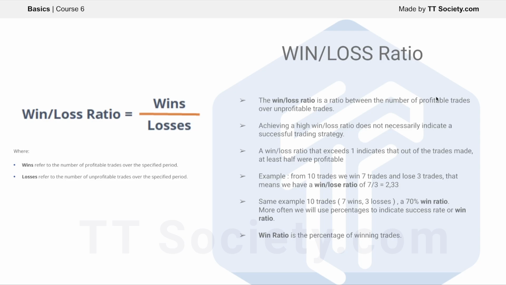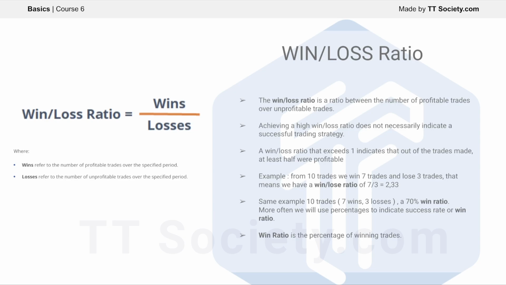Win-loss ratio. The win-loss ratio is a ratio between the number of profitable trades over unprofitable trades. Achieving a high win-loss ratio doesn't necessarily indicate that you're a successful trader. A win-loss ratio that exceeds 1 indicates that out of the trades you made, at least half were profitable. So an example, you do 10 trades and you win 7 trades and lose 3 trades. That means we have a win-loss ratio, 7 and 3, 2.33.